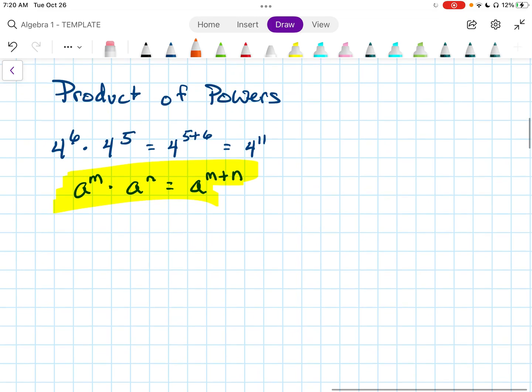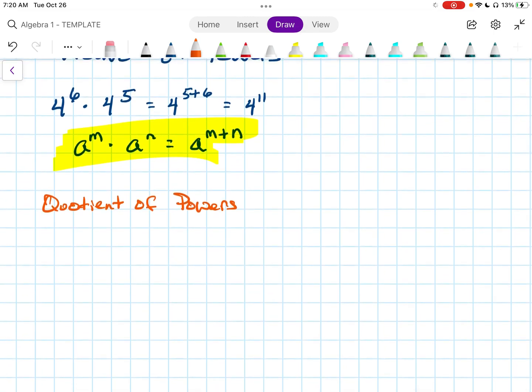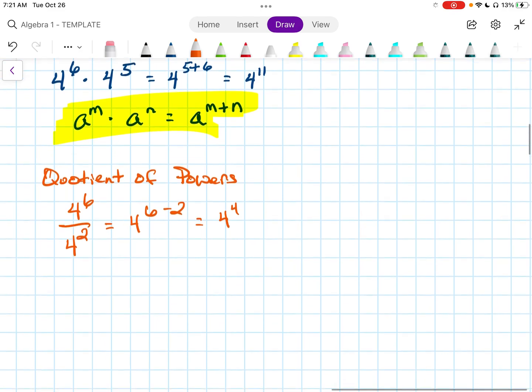Next up, we have quotient of powers. This one talks about division, whereas the other one was multiplication. If we have something like 4 to the 6th over 4 to the 2nd, that would be 4 to the 6th minus 2, which is 4 to the 4th. Using algebra, if we have a to the m over a to the n, that would be a to the m minus n.